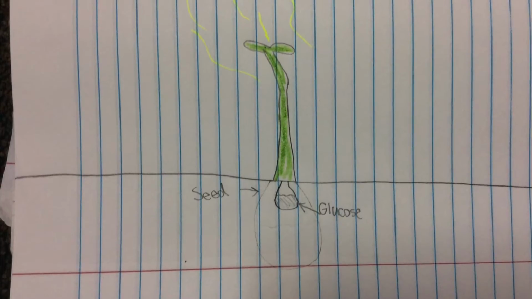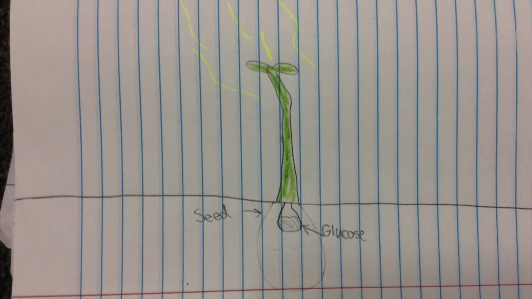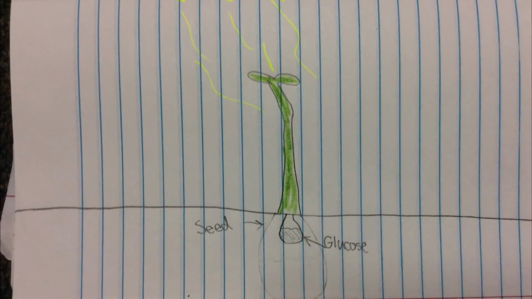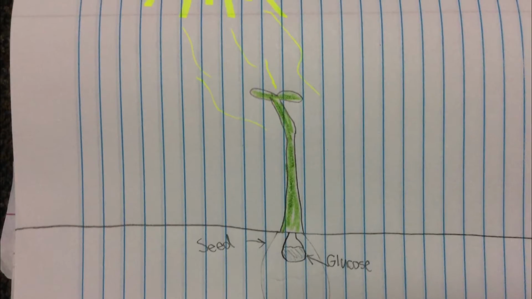Seeds contain energy in the form of glucose. Seeds can only provide plants with a limited amount of energy to get started. After that, seedlings need to find light so they can do photosynthesis and make their own food.